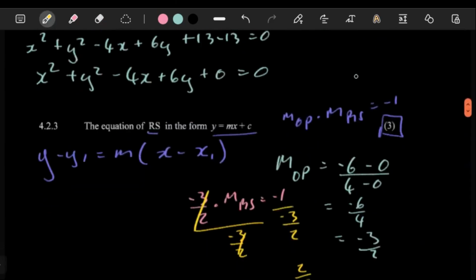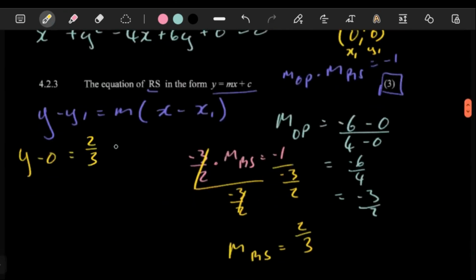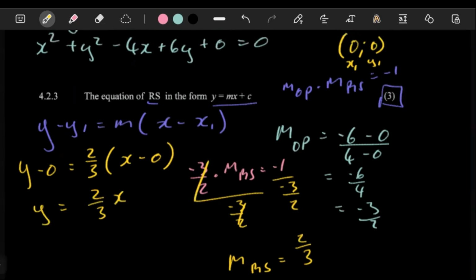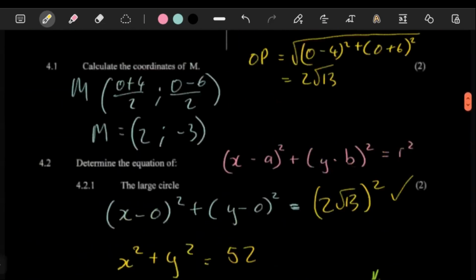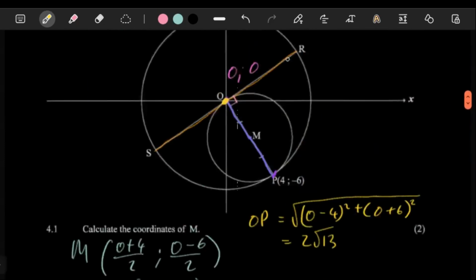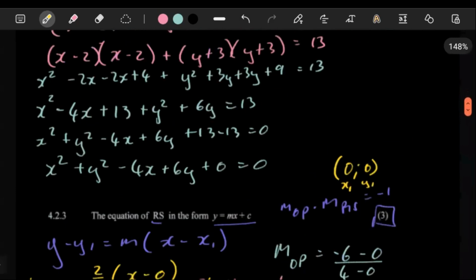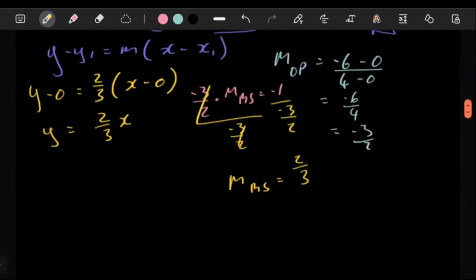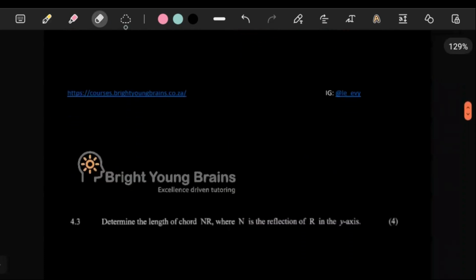We have (0; 0) here. This is x1, y1. I'm going to put it in there. This is y minus 0, and then the gradient we have is 2/3 times x minus 0. This is just going to be y = 2/3x. That's the way we like it. It's a positive gradient there, so it makes sense. Everything is looking all nice and dandy. This also highlights that with Paper 2, you can really bank some good marks. Let us move on to the next question.